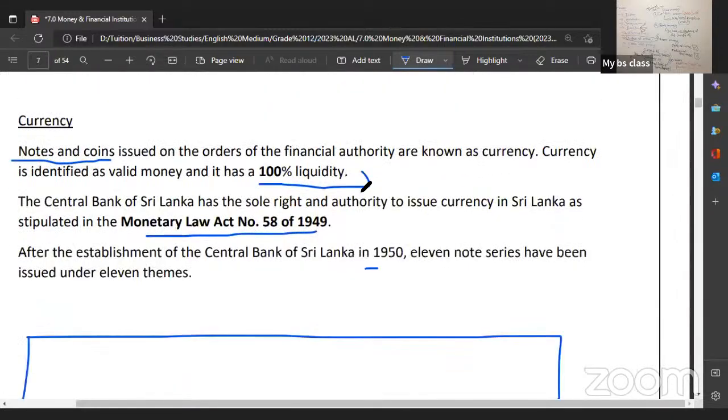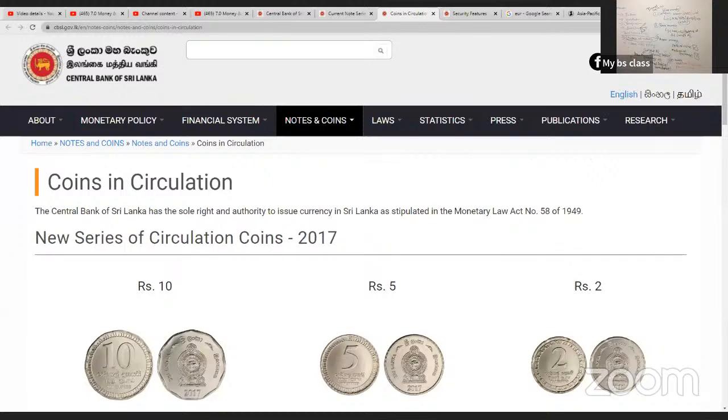So what you need to know is that currency is what we call fiat money that has 100% liquidity. Only the government can issue it under the Monetary Law Act, the MLA act. So we do have some features, right? I was mainly talking about notes, but we cannot forget about the coins as well. There are new series of circulation coins since 2017, right?